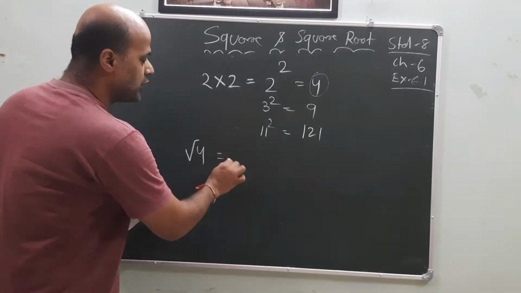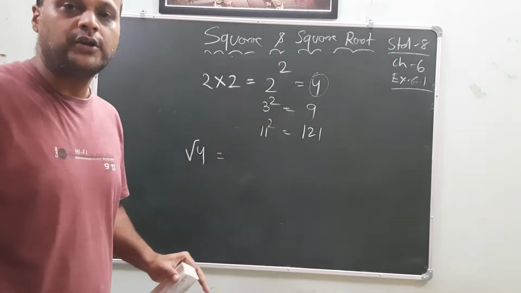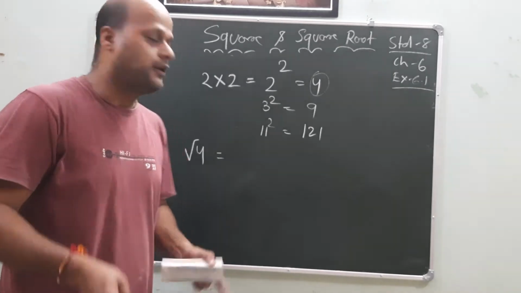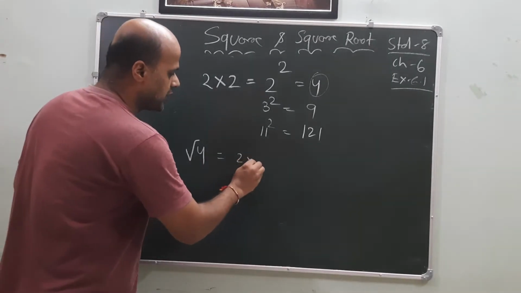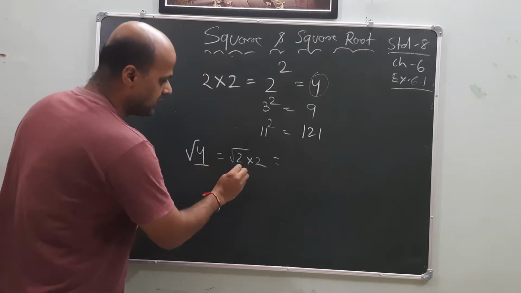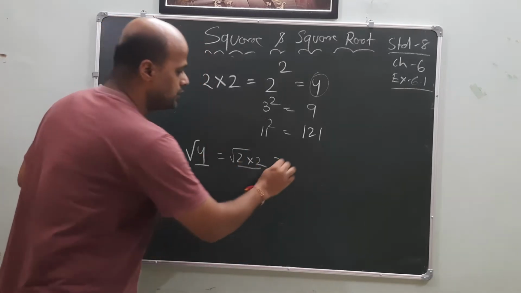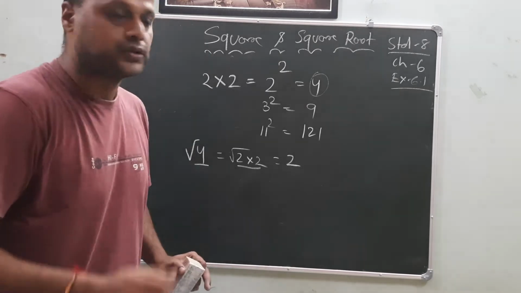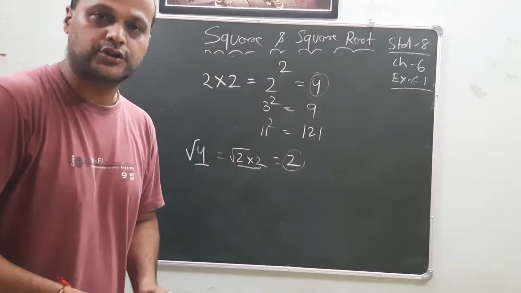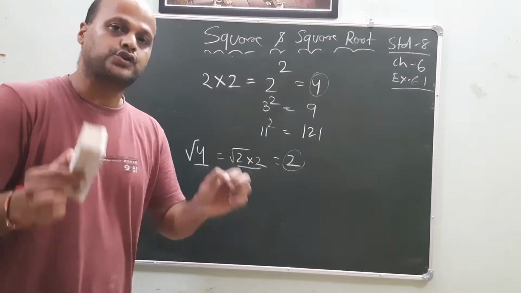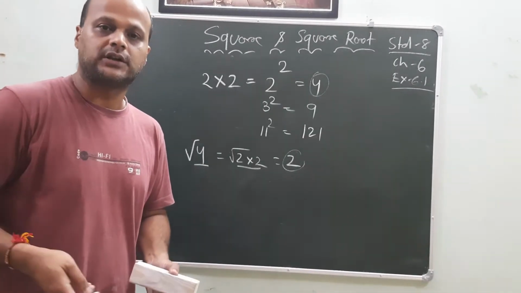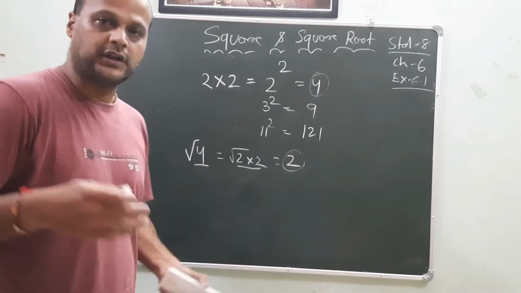So what is the square root of 4? At this time you have to remember which two similar numbers I multiply to get 4. We know that 2 twos are 4. Then the square root of 4 is, out of 2 twos you have to take one 2. So the square root of 4 is a single 2. Understood? This is the funda of square and square root. Later we will discuss the topic of square root in the next class.